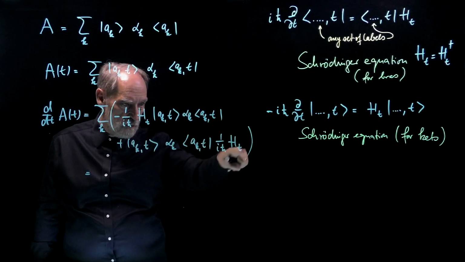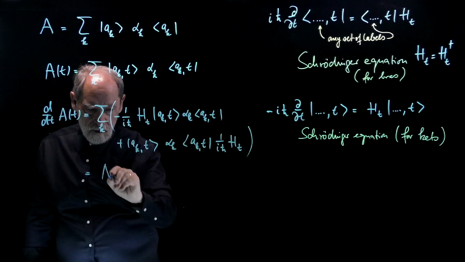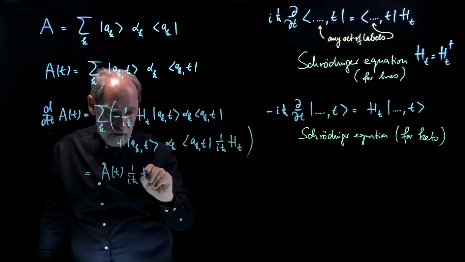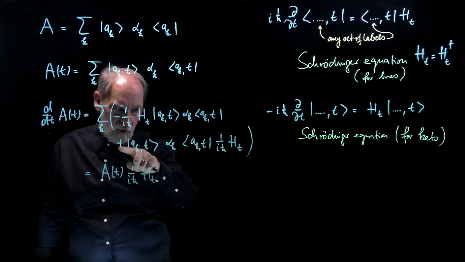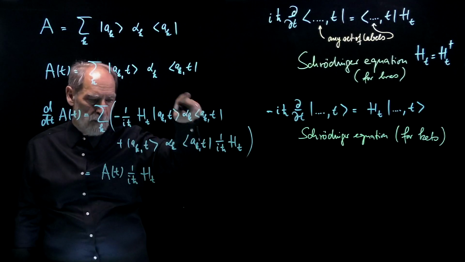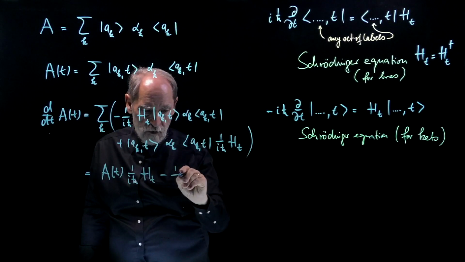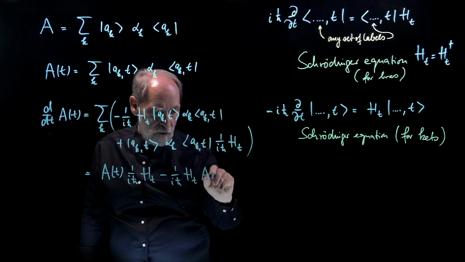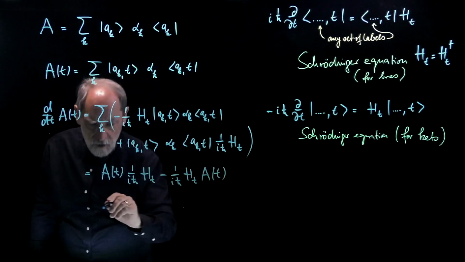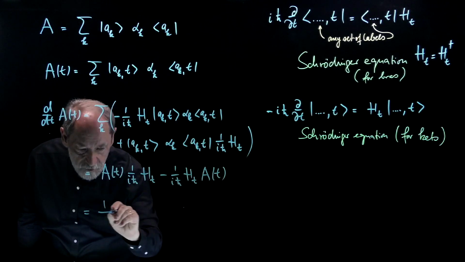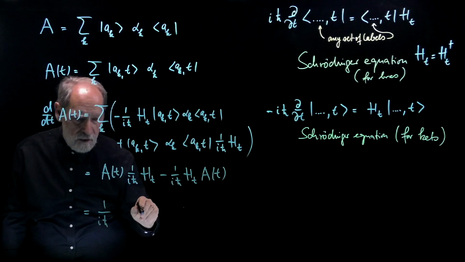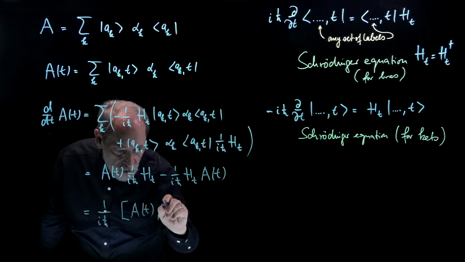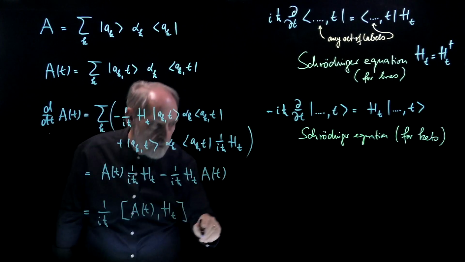So looking at the second one, we have the operator A at time t, and then 1 over iħ, the Hamilton operator at time t. This is all of this second part. The first part looks similar. It's minus 1 over iħ, the Hamilton operator at time t, then the operator A of t. So we can combine this into a more compact expression by writing 1 over iħ, and then the so-called commutator of the operator with the Hamilton operator.